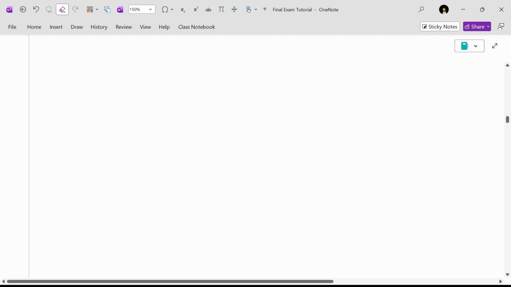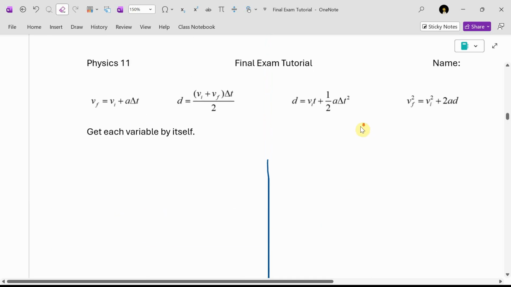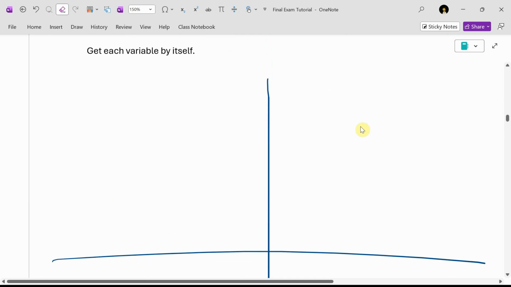You know what I'm going to do? I'm going to just draw a line down the middle of the page like this, and a line kind of in the middle of the page like this, and these are my equations. Here we go. Because there's 4 equations.